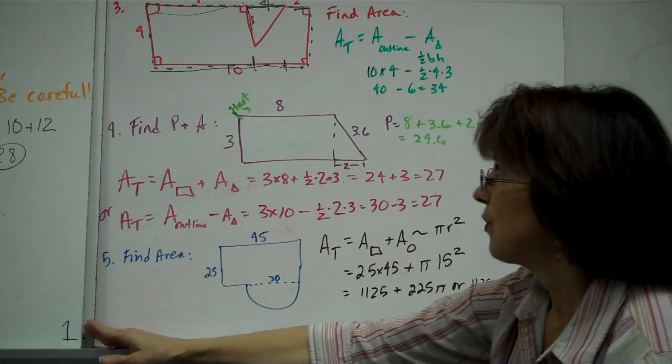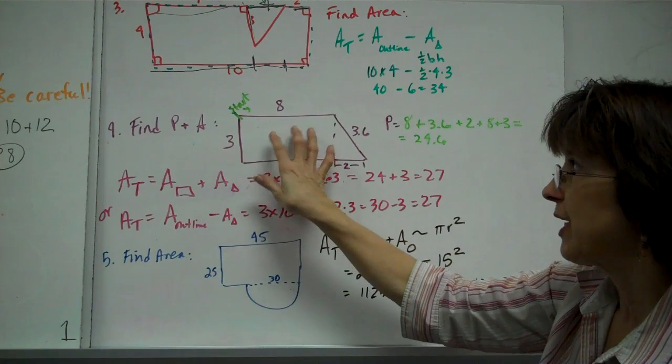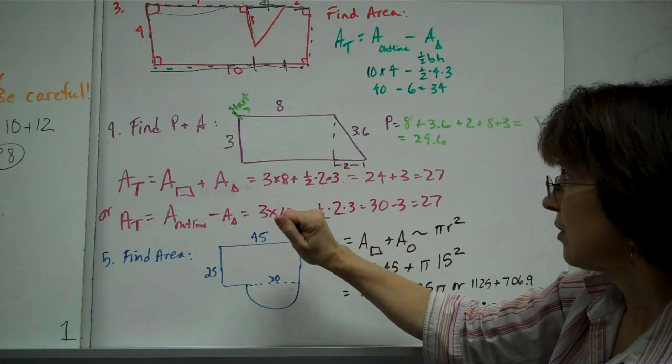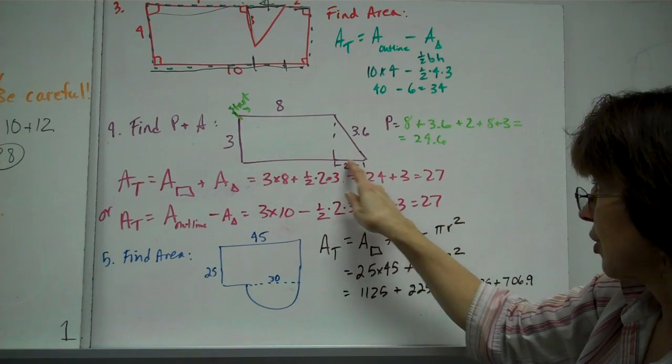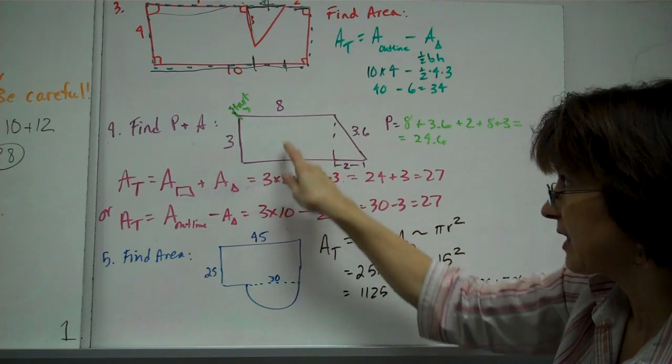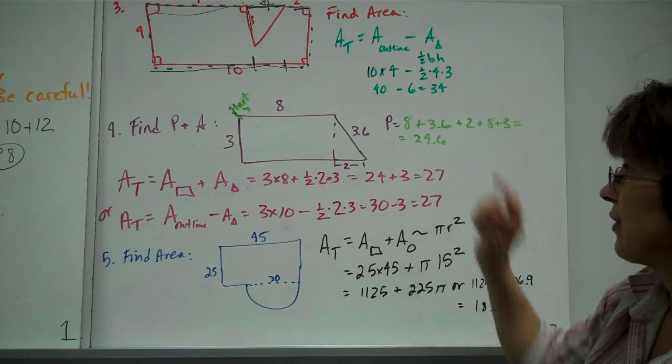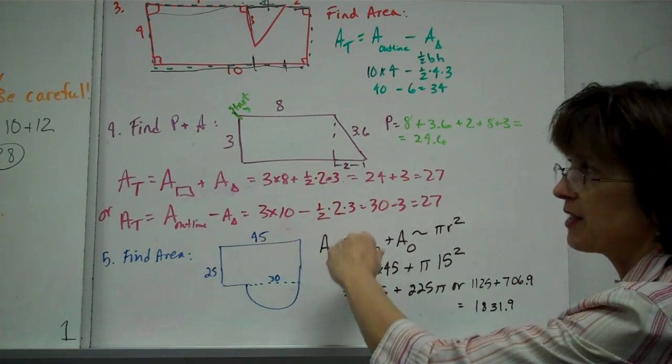Okay, another example, you want to find the perimeter and the area of this shape, which again is another rectangle plus a triangle. So to find the perimeter, we just start, we go 8, we go 3.6, we go plus 2, and then this must be 8. If that's 8, that's 8, and plus 3, and we get 24.6. Then I'm going to do 2 ways to get the area.